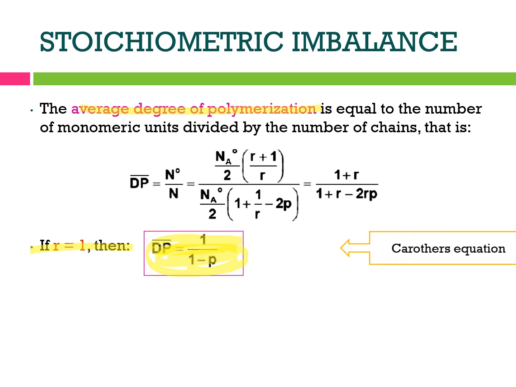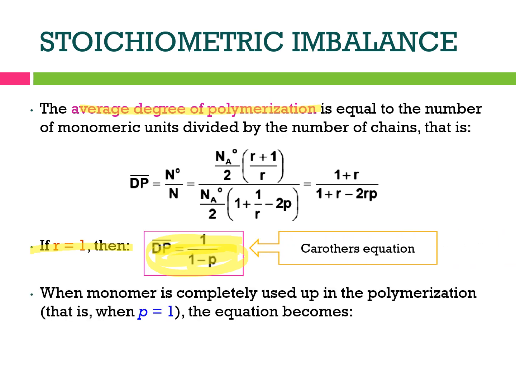So our final formula for degree of polymerization is for when the monomer is completely used up in the polymerization, that is, when P, the extent of reaction, is equal to 1. The final equation for degree of polymerization becomes dP equal to 1 plus R over 1 minus R. So this is the final equation for degree of polymerization in terms of stoichiometric imbalance.